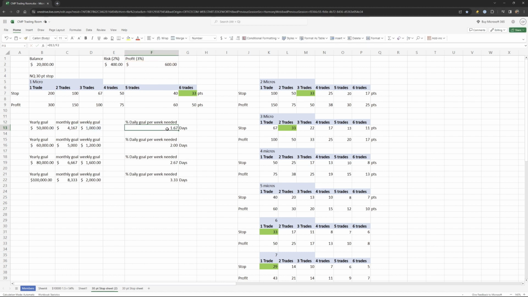This is showing me I need, in a sense, 2 decent days a week to get my goal, obviously not taking any losses into account. So if I just had 2 good days in a week, essentially I don't need to trade for the rest of the week. Why give anything back? I've already hit that weekly goal, just as an example, right? So that's kind of what that's doing.